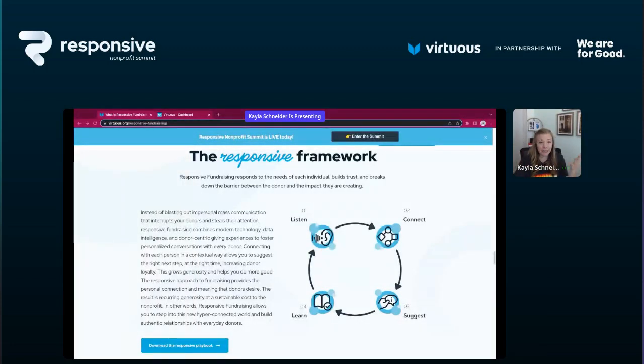That's great. So this is our responsive framework here at Virtuous. I think you've heard about it in the beginning of our RNS here. Responsive fundraising is that idea of really connecting at scale with each and every donor, not just our major donors. And so how do we do that here at Virtuous? It really is in this responsive framework, where we can listen to who our donors are, understanding who they are, what makes them tick, where their affinity lies, and then moving to connecting with them personally at scale through automation, allowing you to really have those personalized touches without taking your staff time.